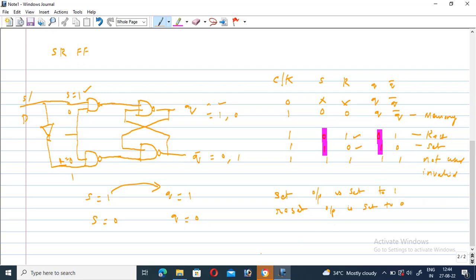We can design one kind of block diagram representation. This is a D flip-flop. Instead of SR, you can simply mention it as a D flip-flop. D and the complement of D. For our convenience, we can represent the same D flip-flop in terms of a block diagram. It is somewhat easy for remembering, right?